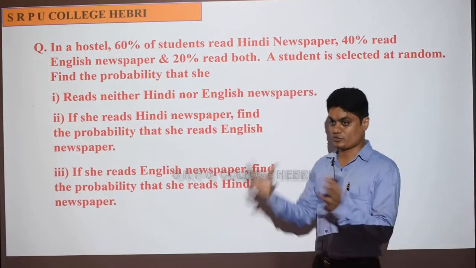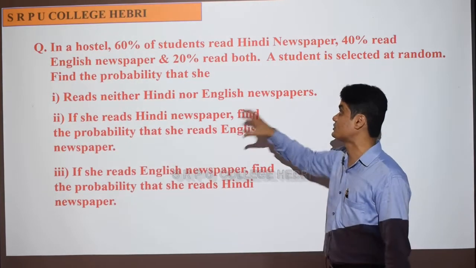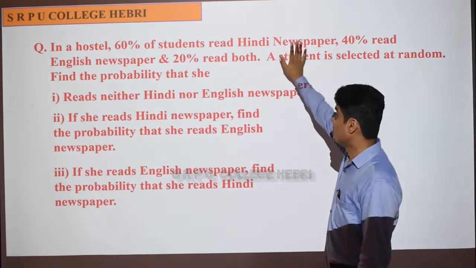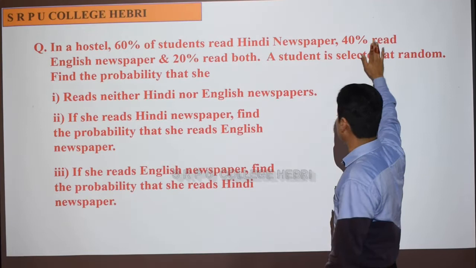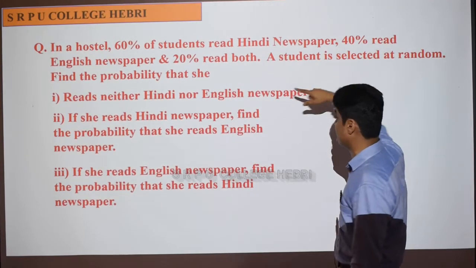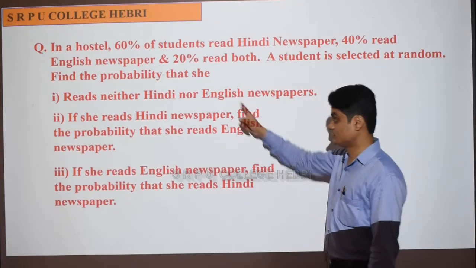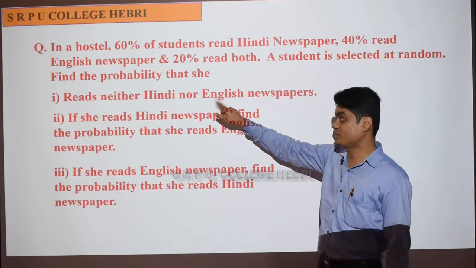Here this situation is in a hostel. So 60 by 100 of students read Hindi newspaper, 40 by 100 read English newspaper, 20 by 100 read both. Okay, so let me solve. Let me explain how to solve the first one.